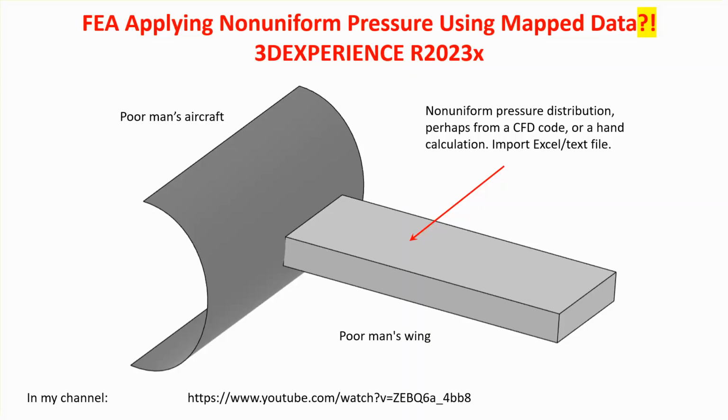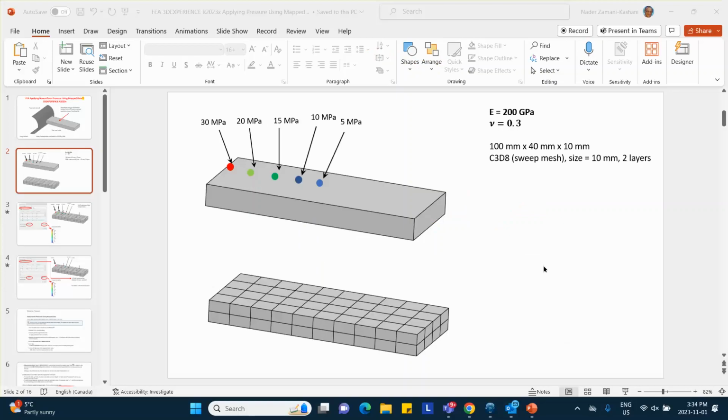Now, what happens is that the 3D Experience or Abaqus takes this data, which is either coming from an external source, such as an Excel spreadsheet or text file, or manually input, as I will do, and does some kind of interpolation based on the coordinates of these points and the values that are described, and then uses that in order to estimate the pressure distribution on the geometry.